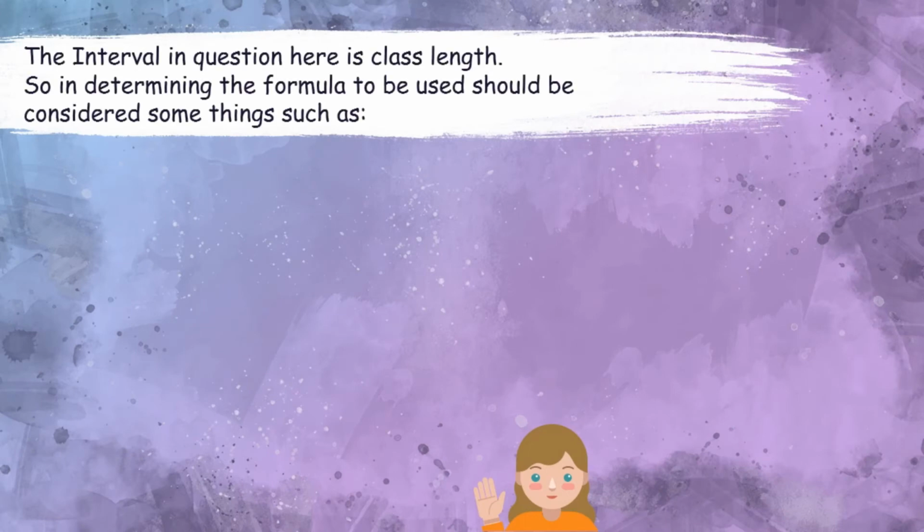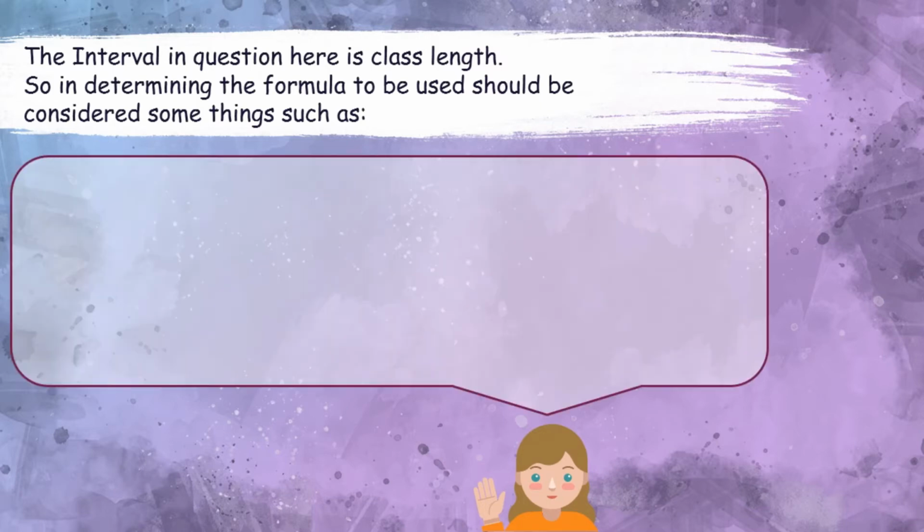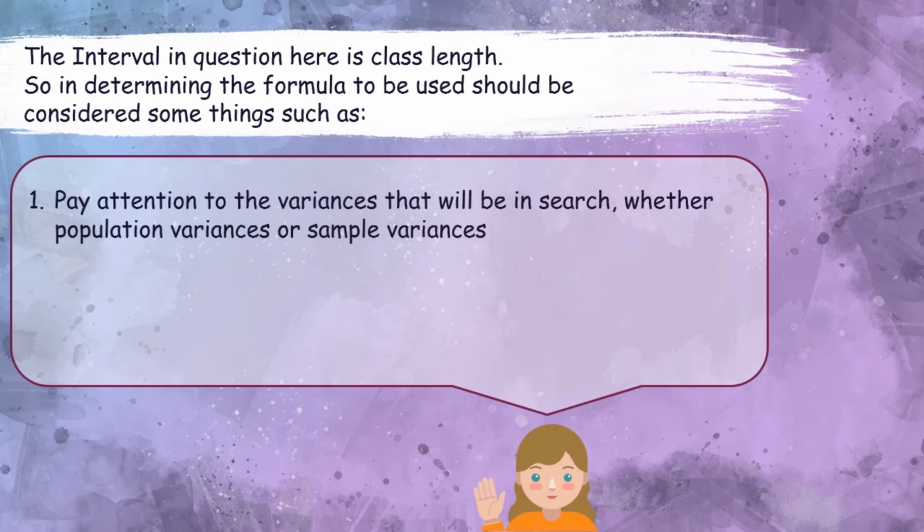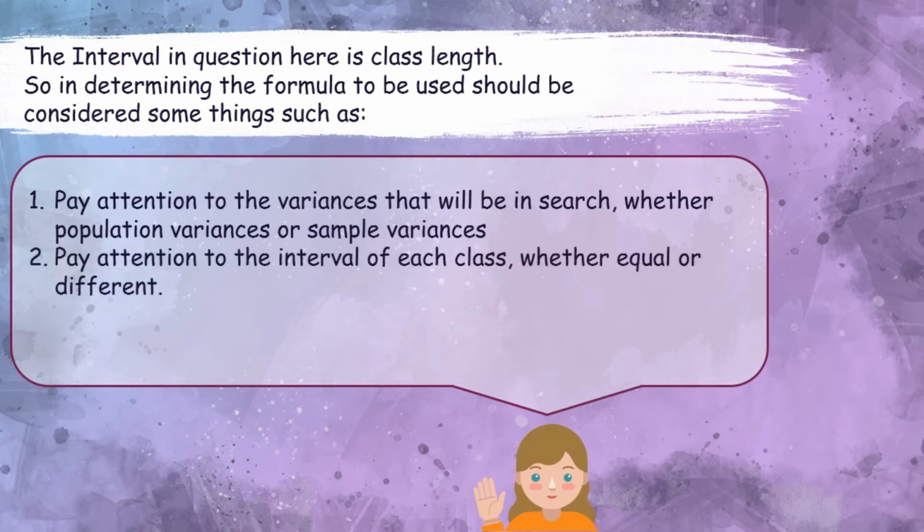The interval in question here is the class length. So, in determining the formula to be used, several things should be considered. 1. Pay attention to the variance that will be calculated, whether population variance or sample variance. 2. Pay attention to the interval of each class, whether equal or different.